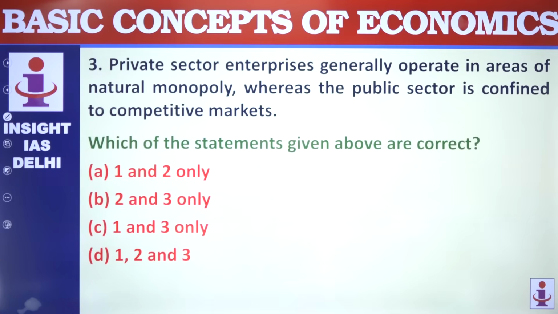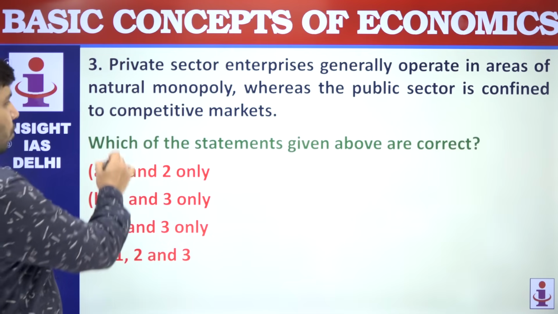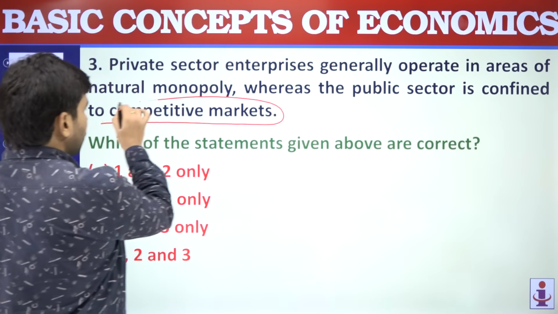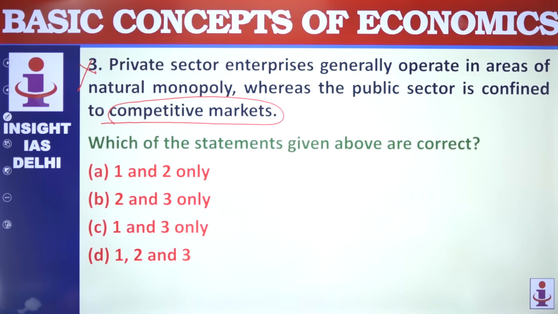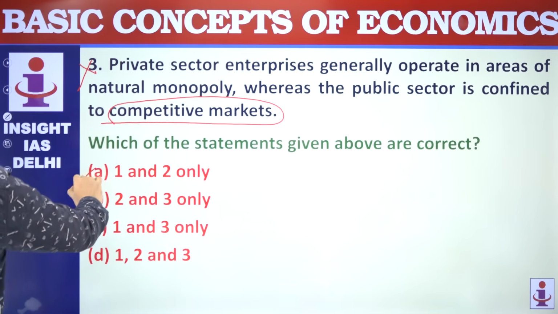Private sector enterprises generally operate in areas of natural monopoly, whereas the public sector, no. For competitive markets, the private sector is there, not for natural monopoly. So the correct statements are only 1 and 2.